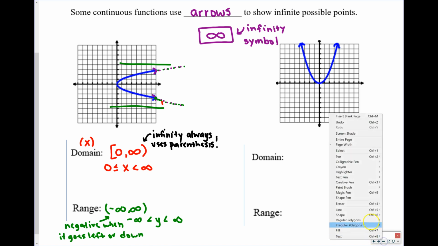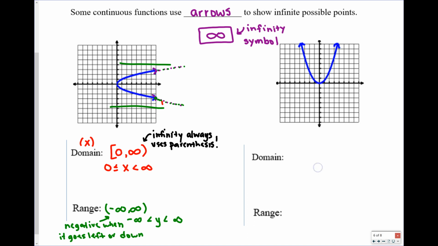Let's try the next one. The next one, again, domain is left to right. Well, to the left, it's going to keep going up, and to the right, it's going to keep going up. So this domain is going to go left and right forever and ever and ever. So it's going to go left forever, and then it's going to go right forever.